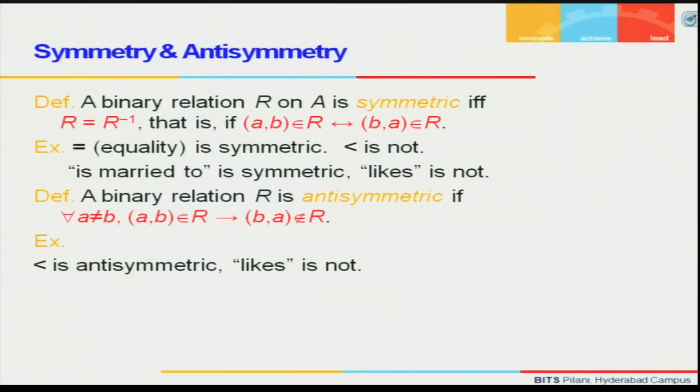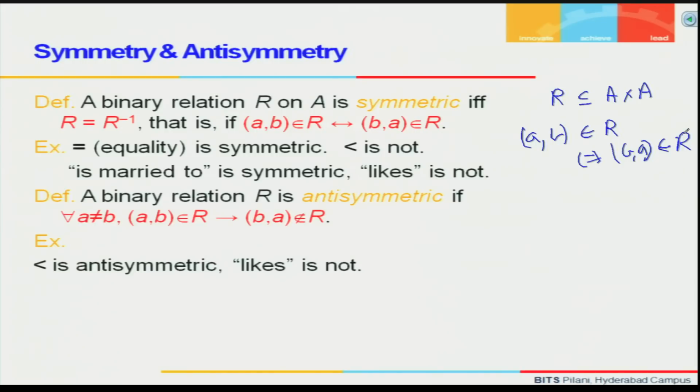We say a relation is symmetric. You have a relation on a set A, that means a relation from A to A. Then I say this is symmetric if and only if, whenever (a, b) is in R, it should also be that (b, a) is in R. Then I say the relation R is symmetric, otherwise not.